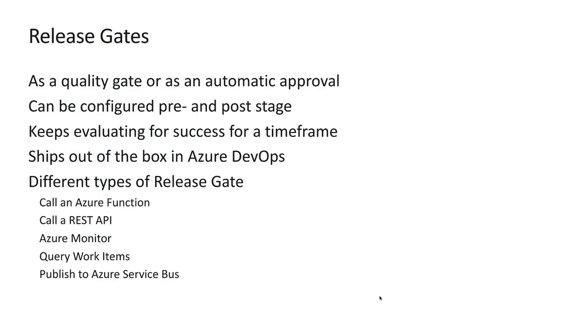So first, release gate. As a quality release gate or as an automatic approval, it can be configured as an automatic approval, and you can do a configuration of pre and post stages, and evaluate the success over time frames, and these ship out of the box in Azure DevOps, and you can have different release gates. Like you can call Azure Functions to check that, you can call your REST API to check it, you can call Azure Monitor, you can query the work items, and you can even publish to service buses. So these are all the list of options that I can do before doing anything on a production environment.